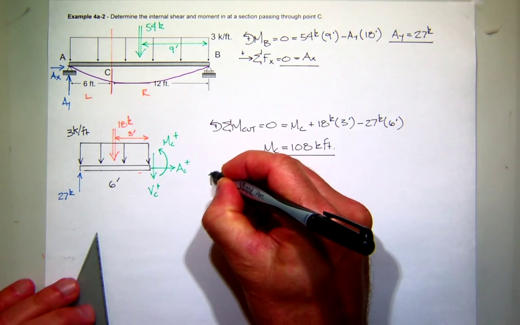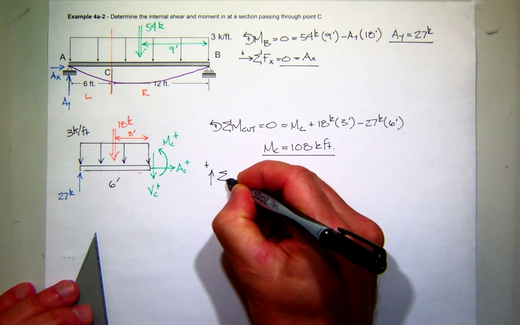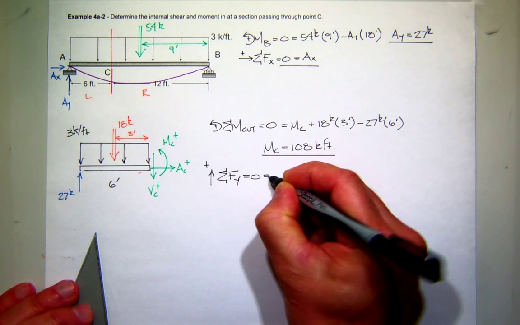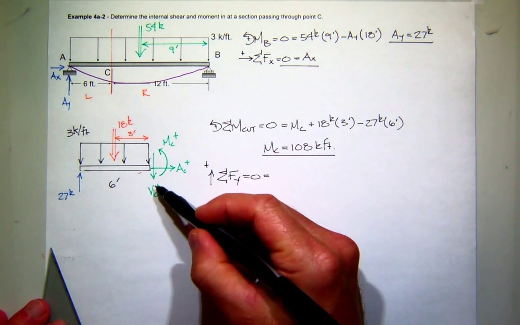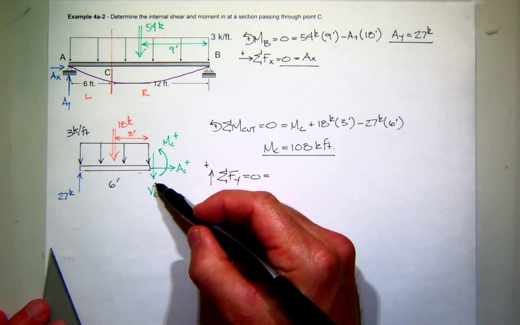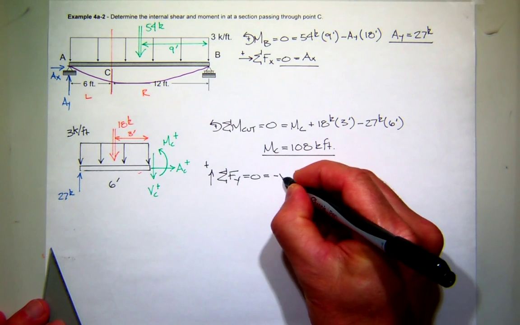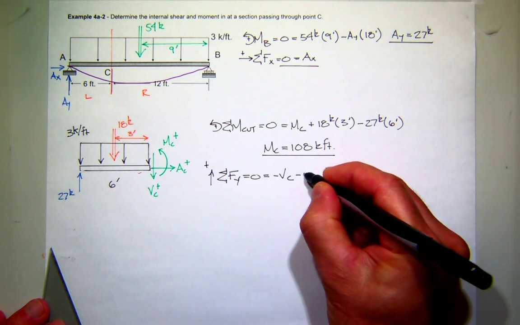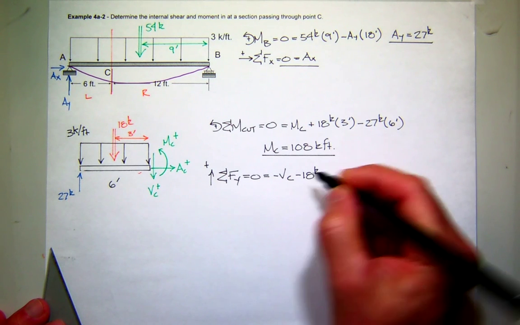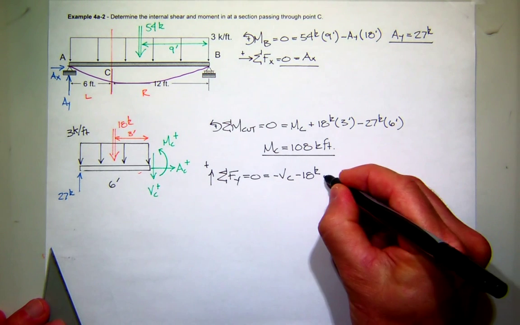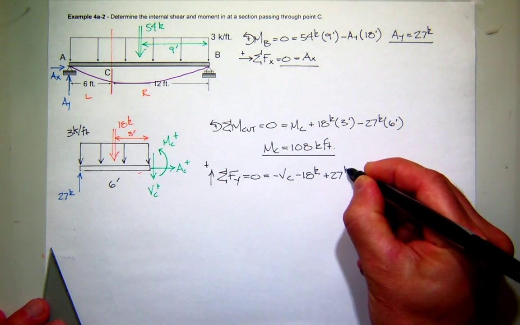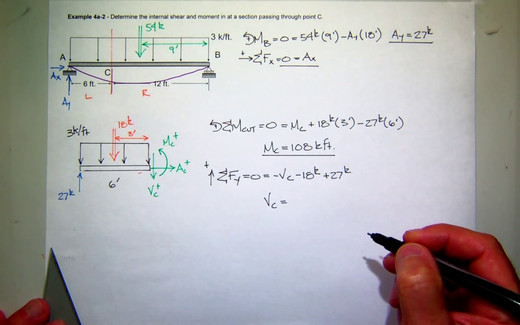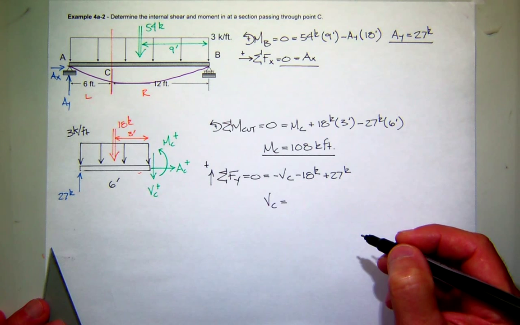Now I'll come back and sum forces in the y direction. I'm assuming up is positive, so what kind of force is this? It's acting down, so that's minus. My concentrated equivalent force is down, that's also minus. My reaction is up, that's positive. So it looks like the shear at C is equal to 9. That makes sense?